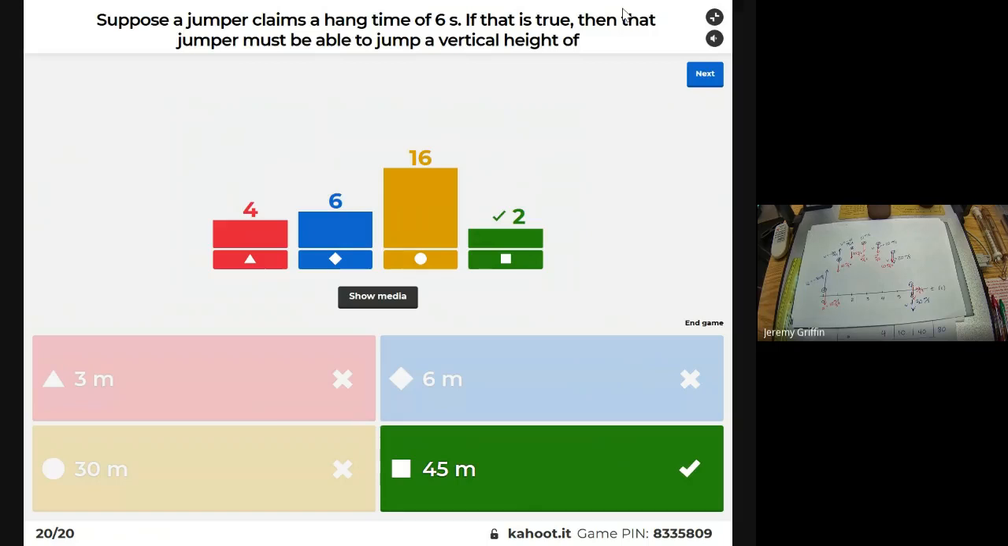Now, before I show you how to solve this, let's apply a little bit of sense here. If you jump off the ground, do you think you could be off the ground for 6 seconds? No. That doesn't sound reasonable. Did you jump 45 meters up? That doesn't sound reasonable either. Two unreasonable numbers. It's got to be right.